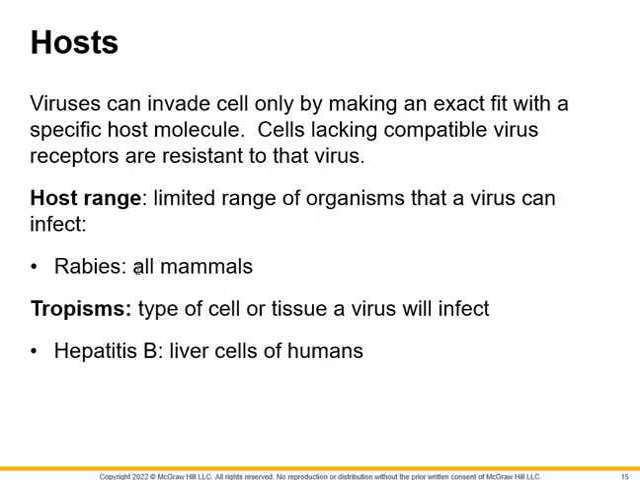Now, viruses can infect every type of life on Earth. However, a given virus will exhibit a specific host range, or a specific collection of species that it can infect. So some viruses infect more than one species, while others infect only one species. So, for example, the measles virus is only able to infect humans.